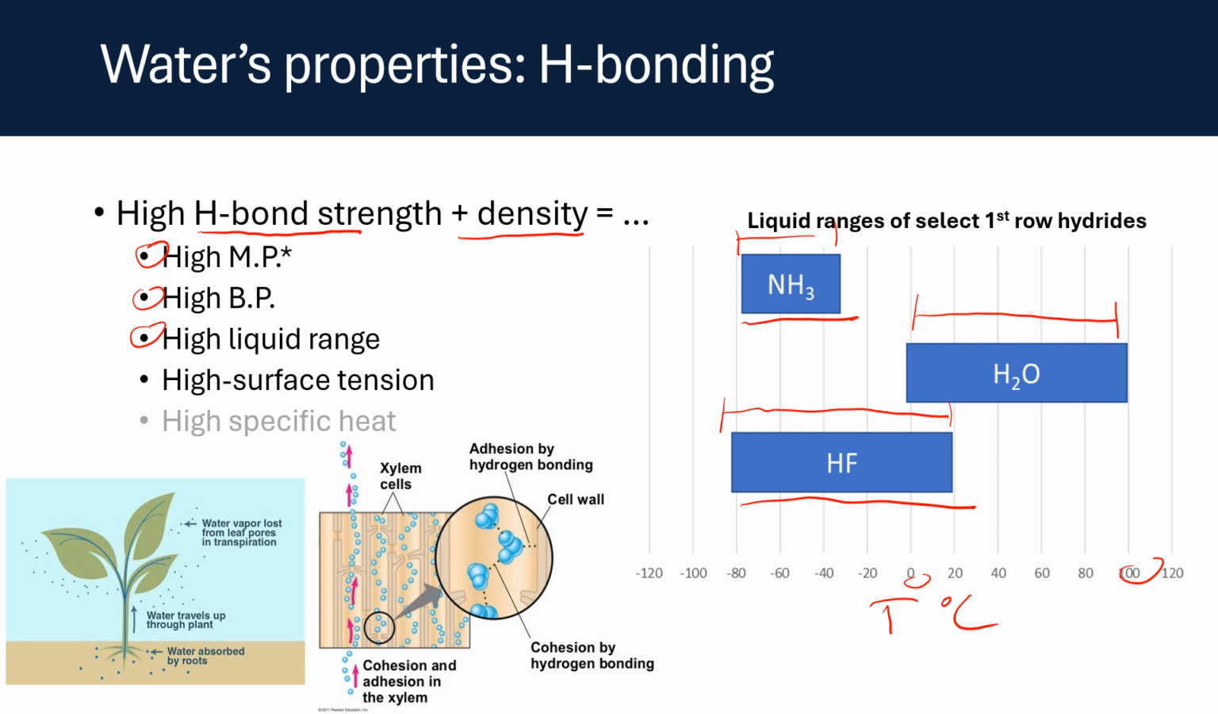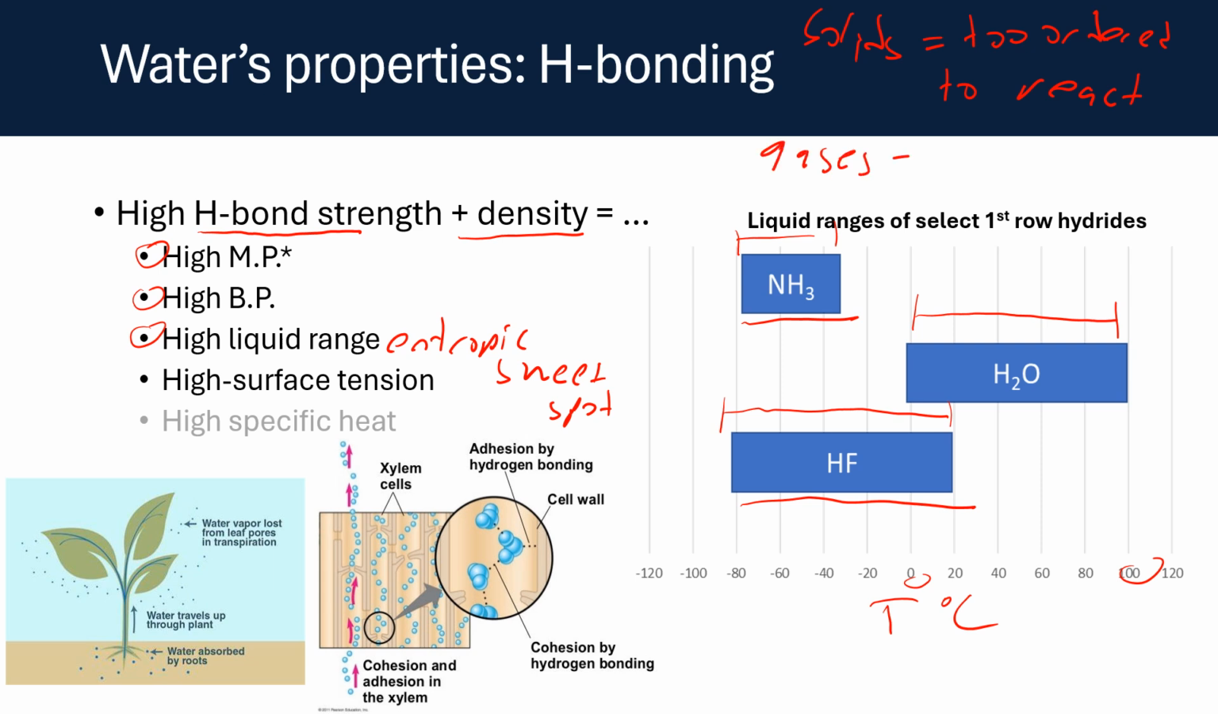But let's just take a moment to emphasize why a high liquid range is important, okay? It is, again, the entropic sweet spot. More on this later, but I'll just quickly say that solids are too ordered to react, which means metabolism can't happen, so ice is out of the question. And gases are too disordered because everything is flying around.